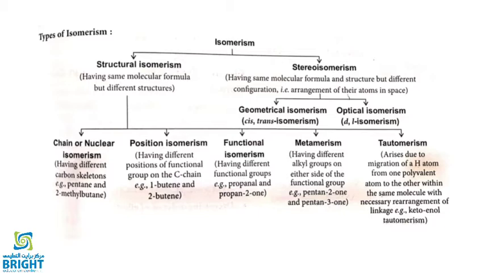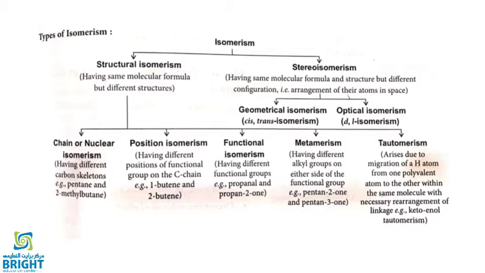For example, we can say that 2-methyl butane and pentane is an example of chain isomerism. And if it is position isomerism, they differ in their positions. For example, but-1-ene and but-2-ene is an example of position isomerism. Next, functional group isomerism, where they are different in their functional groups.